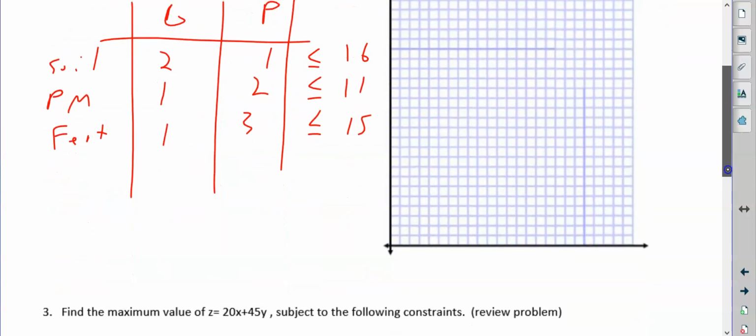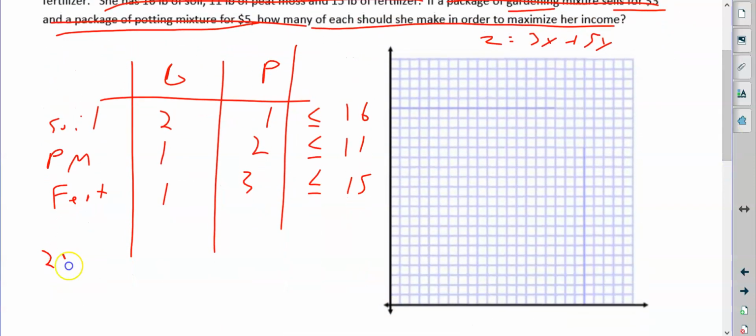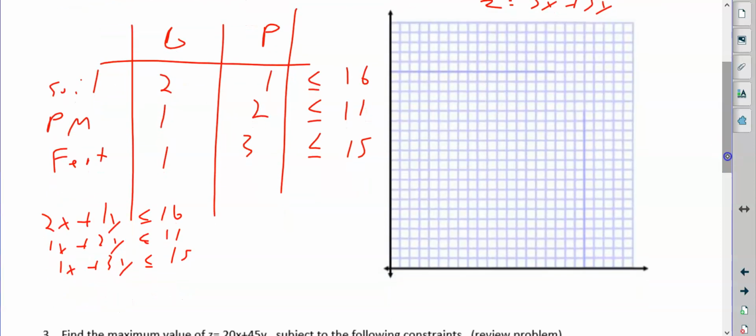So we have 2x plus 1y is less than or equal to 16. 1x plus 2y is less than or equal to 11. And 1x plus 3y is less than or equal to 15. Okay? And now we just start doing our graph.